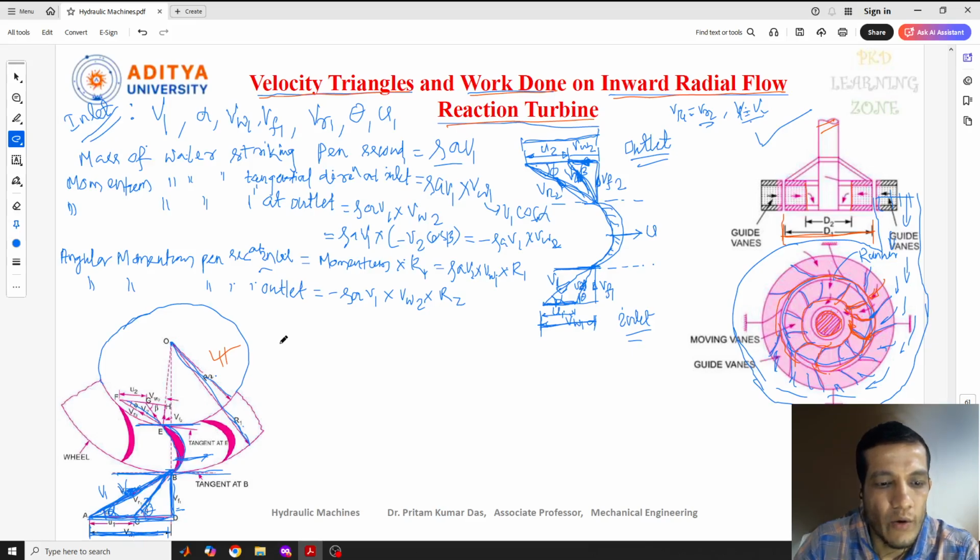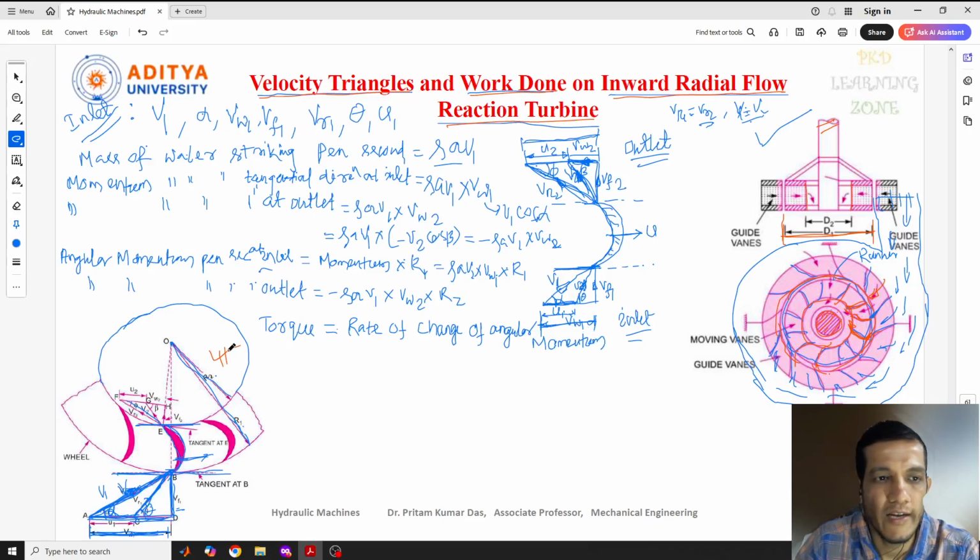Now, if you want to find the force, here force will not be there, we will consider the torque. Torque is force into distance. So let me write the torque exerted by the water on the wheel. That is nothing but the rate of change of angular momentum, not momentum. This is the rate of change of angular momentum.